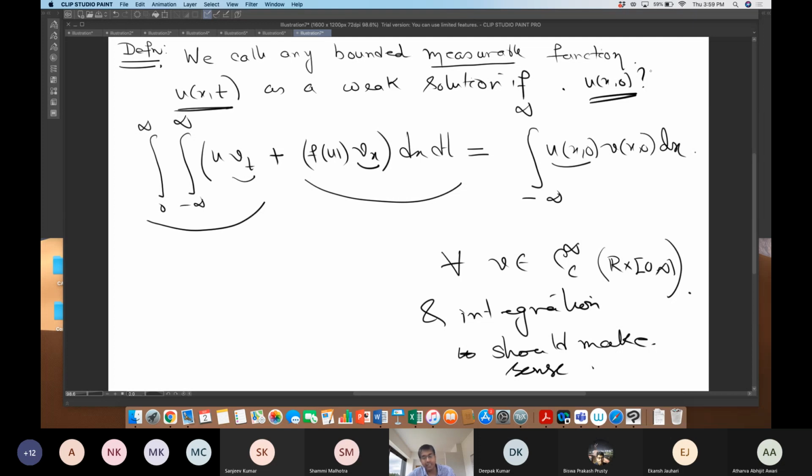So a measurable function u is said to be a weak solution if the integral of u v_t plus f(u) v_x, in the sense of integration, after integrating should be equal to minus the integral from minus infinity to infinity of u(x,0) v(x,0), for all v, not for any particular v. This equality should hold for all v in C_c infinity. The idea is we throw the problematic part to the smooth part. This is the idea of weak derivative. So we call this a weak solution if all the integrations make sense and for all v belonging to C_c infinity this equation is an equality.